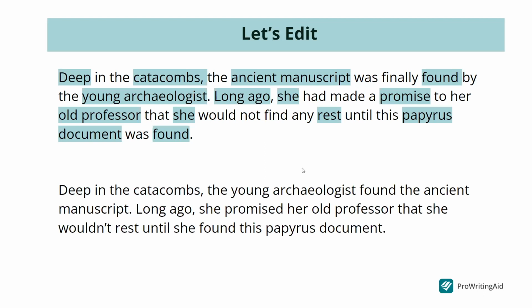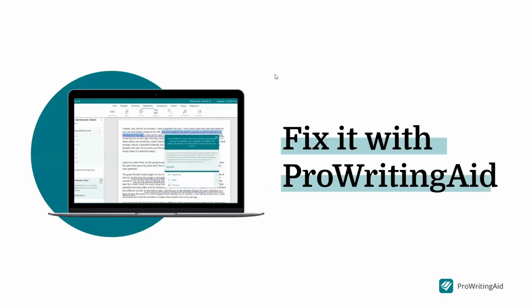So when we've gotten rid of this passive voice and hidden verbs, we've actually gotten rid of several of these small words. All right, so deep in the catacombs, the young archaeologist found the ancient manuscript. We don't need was and finally and by. Long ago, she promised her old professor that she wouldn't rest until she found this papyrus document. You can see how much shorter we've made this. We have far fewer glue words, which makes our writing much more engaging to read. You can fix this with ProWritingAid. We have a sticky sentences report, and this is going to identify sentences where you have used too many glue words, and that will help you cut them down.